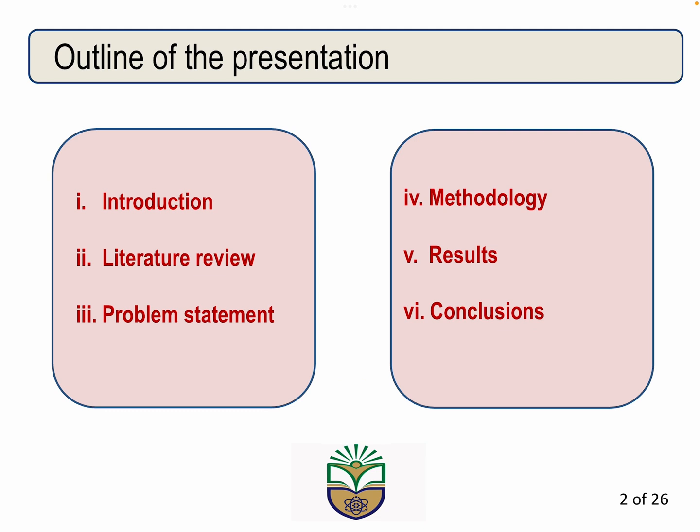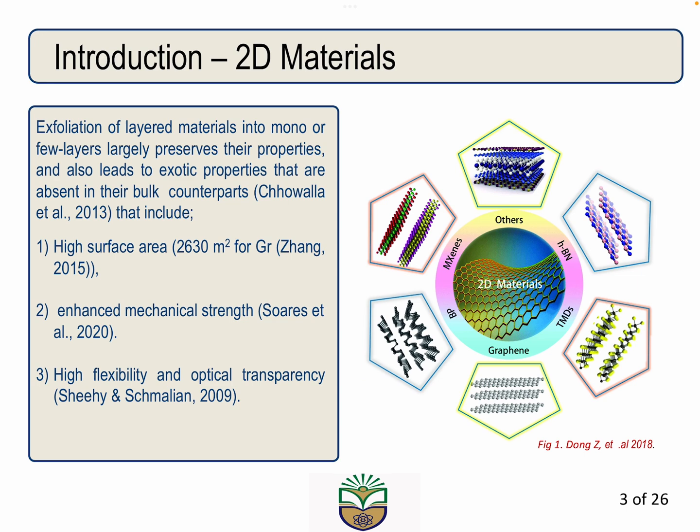The outline for my presentation is: I will have an introduction, a brief literature review, a statement of the problem, methodology, results, and then conclusions of the work. So, when we talk of 2D materials, we refer to a material that has been exfoliated from the bulk structure. In this case, we have a mono or a few layered system of the bulk.